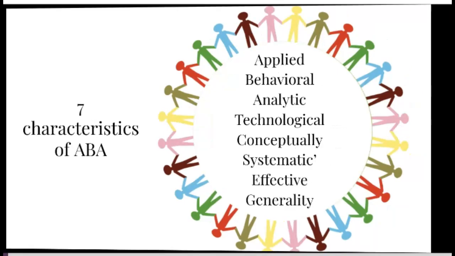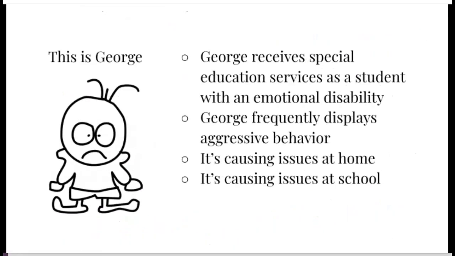For example, this is George. George receives special education services as a student with an emotional disability. George's mom brought him to a BCBA due to his aggressive behavior. It's causing issues at home. It's causing issues at school.